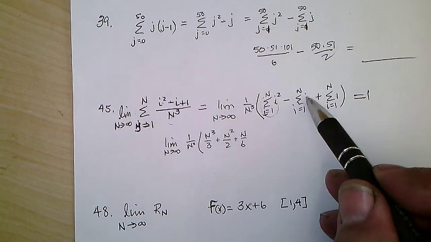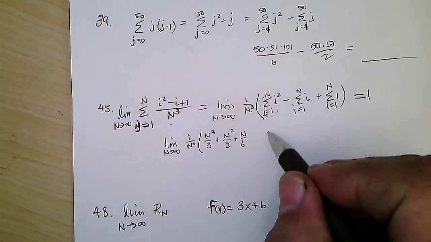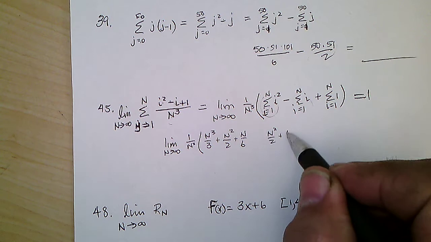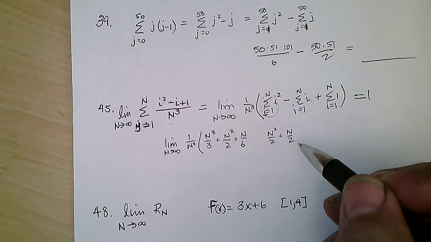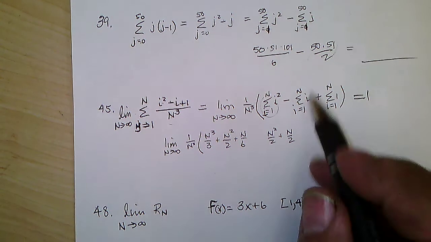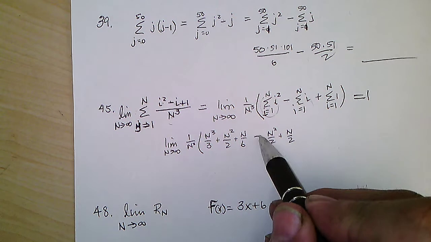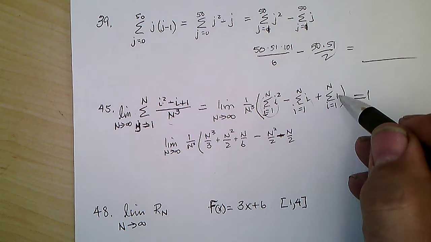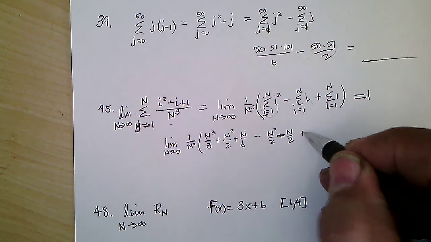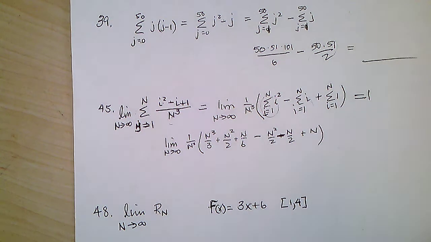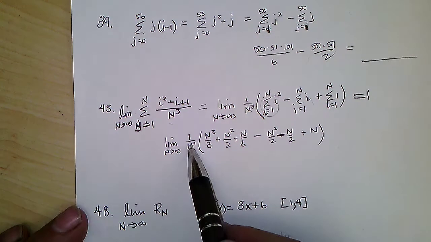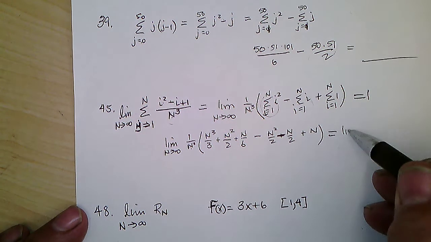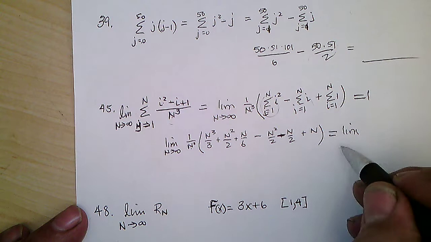Then we have to subtract this one, and the one for i is n squared over 2 plus n over 2. But I'm subtracting all of this, so it's minus this and minus that. And then I'm adding 1 n times, so that's just n. Now, if I divide all these by n to the third, then I have the limit. I could combine like terms, but I'm not going to worry about that.